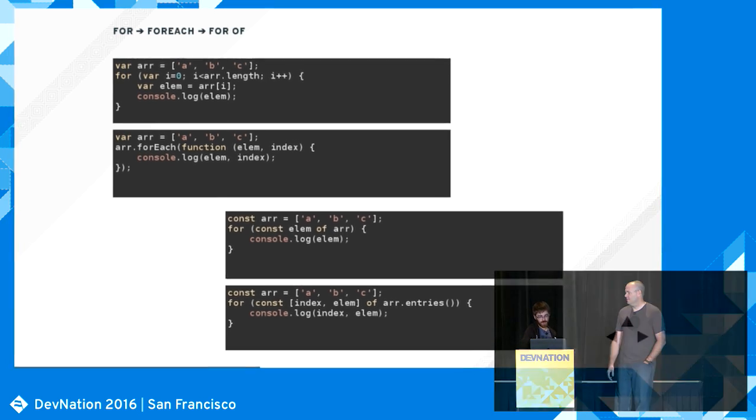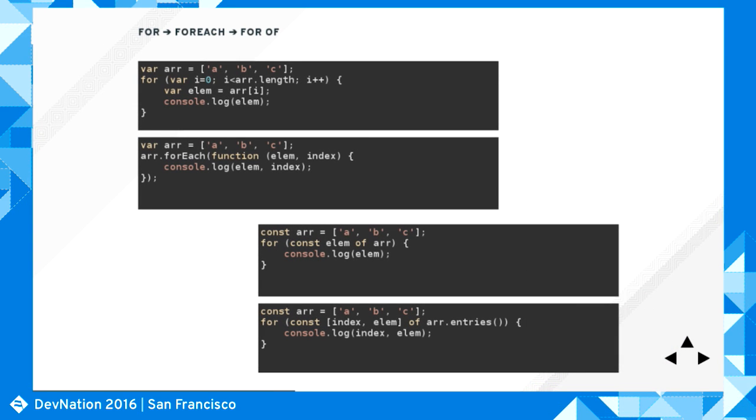Index. So for the forEach, you get access to the element itself and the index of the element, which is really handy sometimes. And you don't lose that ability with for-of. You can still get that with this pattern here. You can get the index and the element. All right, what do we got next?